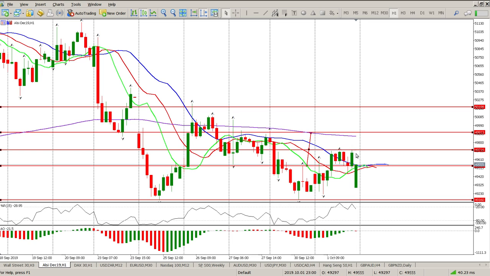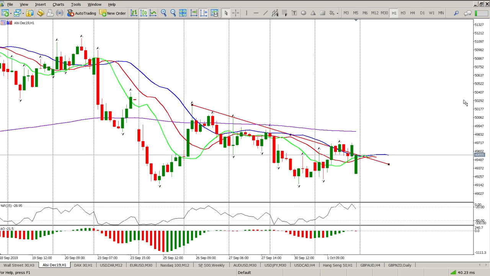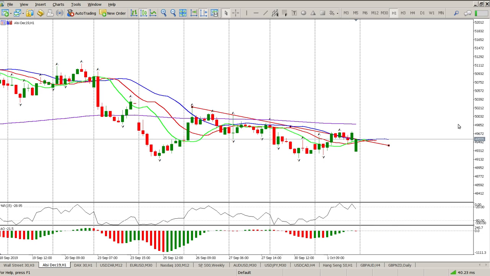But unfortunately, after the close, we have had some negative news come out of the USA, and that drove the USA markets down. So what I suspect is going to happen today, actually let me just tidy this up, is we're going to gap down, and we're pretty much going to continue to the downside.